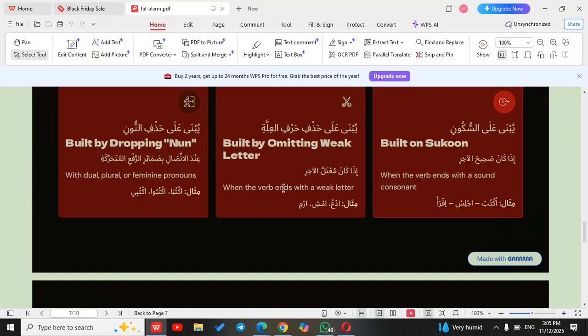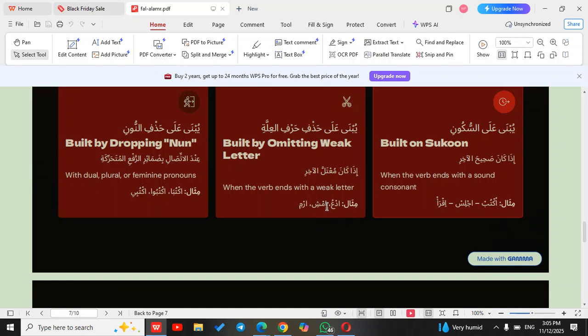Is very weak, which is either alif or waw or yaw. For an example, we have da'a, we have sa'a, we have qadha. All these are fi'l madi. Whenever we want to change it to amr, we are going to remove the weak alphabet, either it ends with alif, or it ends with waw, or it ends with yaw.